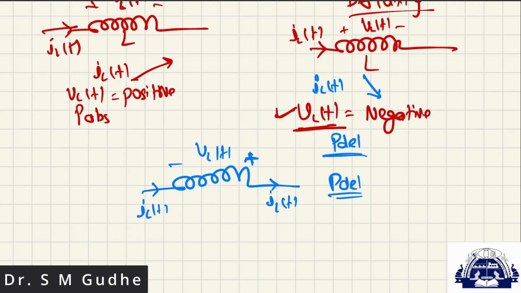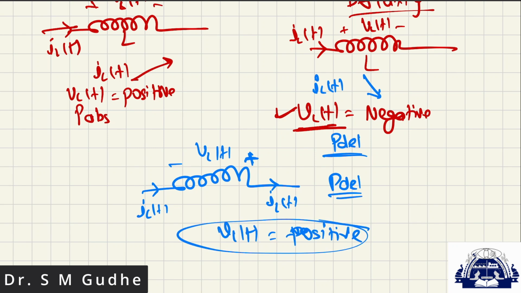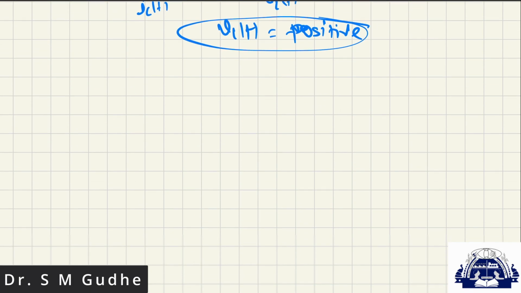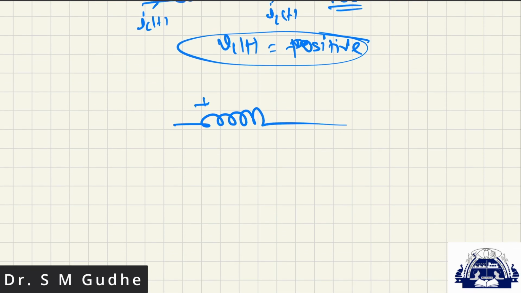But here we cannot say that VL of t is negative. Here it is positive. So to remove the confusion, what will we do? We will use one thumb rule: if an inductor is given, do not change any polarities.